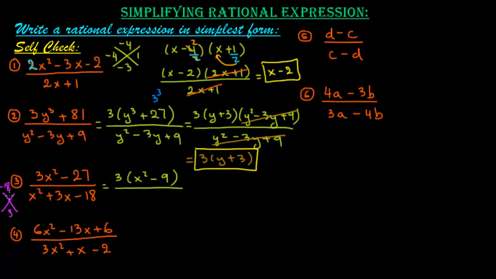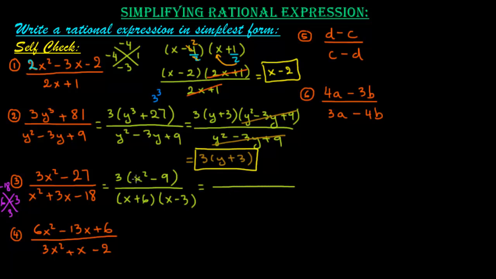It looks like 6 and 3 would work, 6 and 3 with the negative on 3. So 6 minus 3 gives me 3, and 6 times -3 gives me -18. So my answer is x plus 6 times x minus 3. That is the factored form of the denominator.